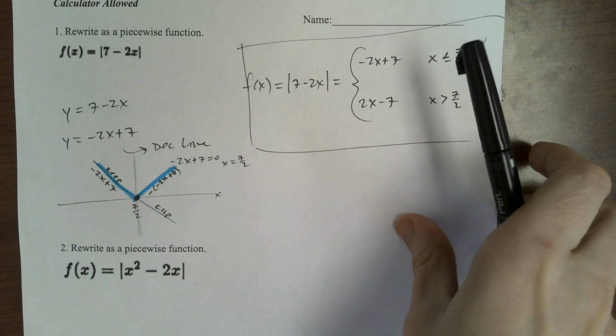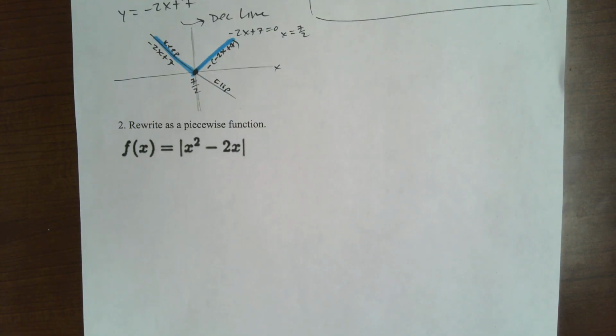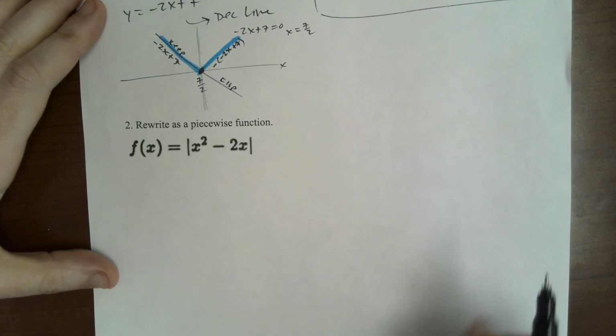Okay, now this second one, rewrite as a piecewise function. So again, but this time we're not doing the absolute value of a line, we're doing the absolute value of a parabola. But the process is the same. We're going to find the zeros and just do a sketch of the graph.